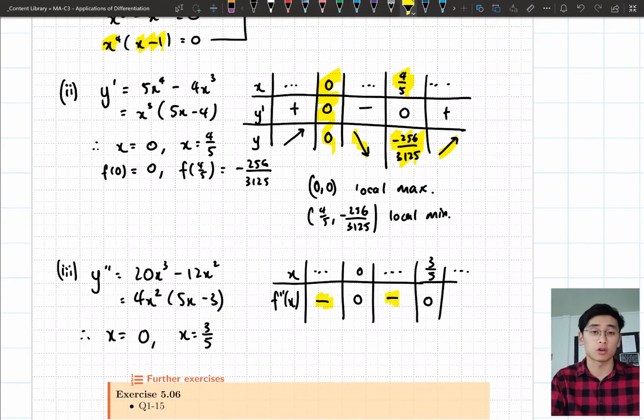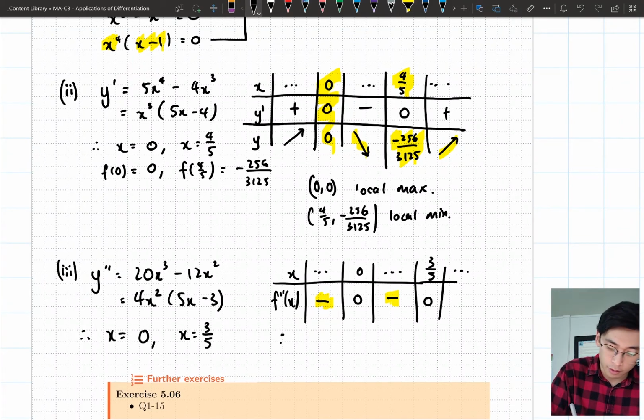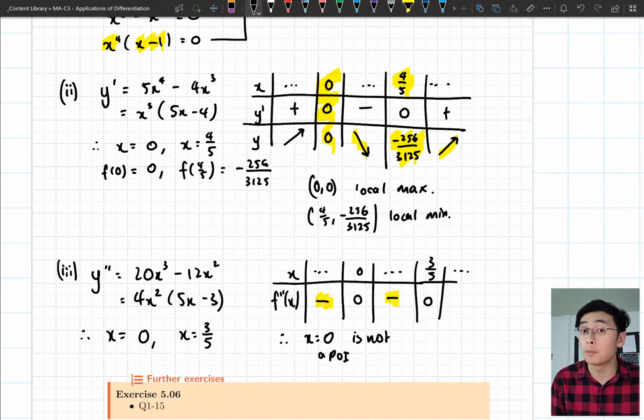And on the right-hand side, we've also got concave down. So therefore, x is equal to 0 is not a point of inflection. That's the conclusion I can make. In order for it to be a point of inflection, the second derivative on either side needs to be different to each other. They can't be the same thing. So let's check on the other side of 3 over 5.